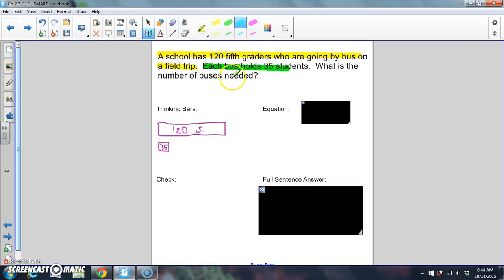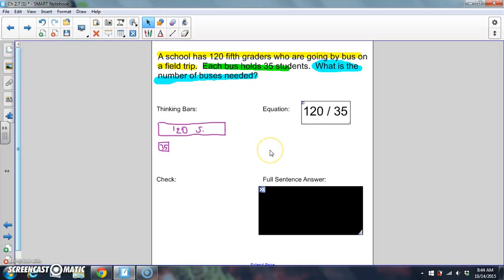What is the number of buses needed? I'm going to try to find this answer out. What number of buses are needed to hold the 120 students? So right now I can tell that I have a total and then I have a part. So I am going to be working to divide 120 by 35 because I want to know how many of these buses I have.